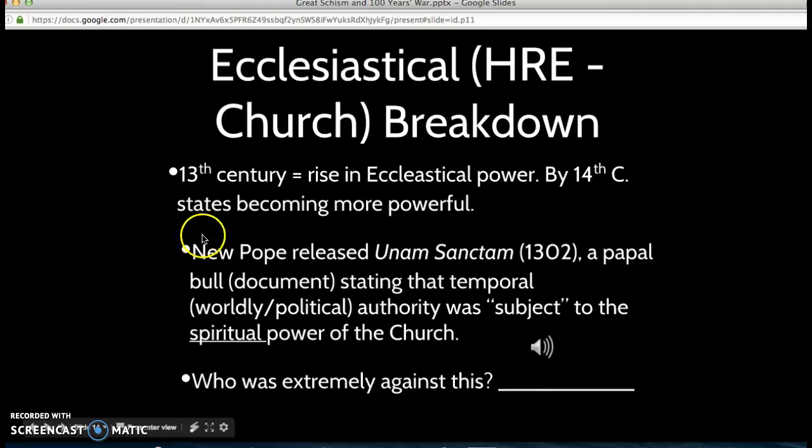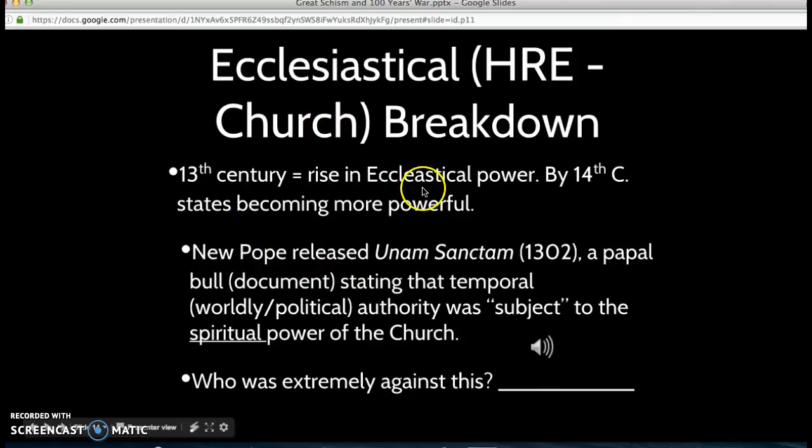We'll skip this. Okay, so ecclesiastical, or in other words, the church breakdown. So the church, another name for it is the HRE, the Holy Roman Empire. You can make a note for that. That was on your map test. Breakdown. So what are we talking about here? We're talking about the breakdown of the Catholic Church in the 14th century.